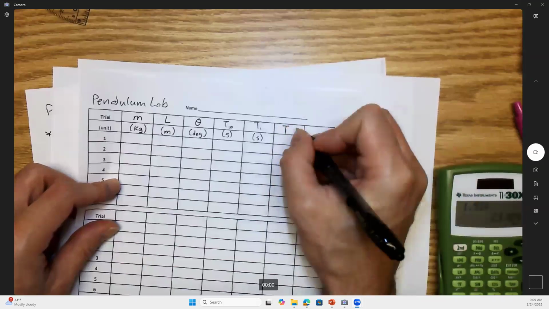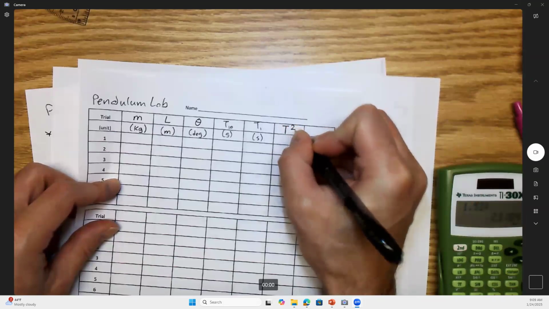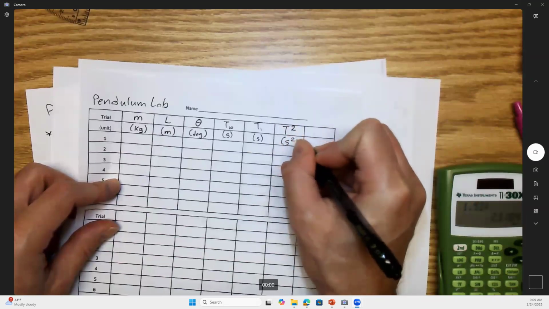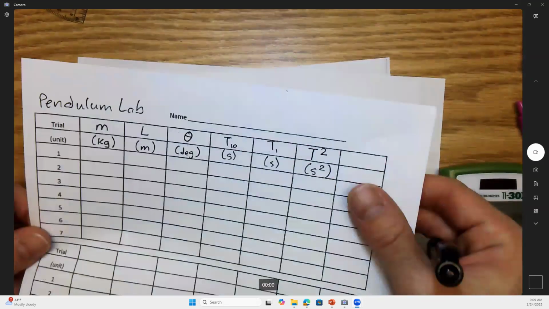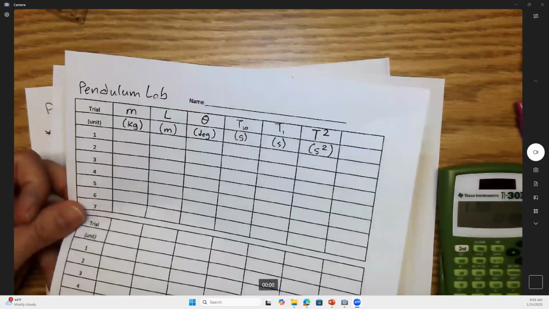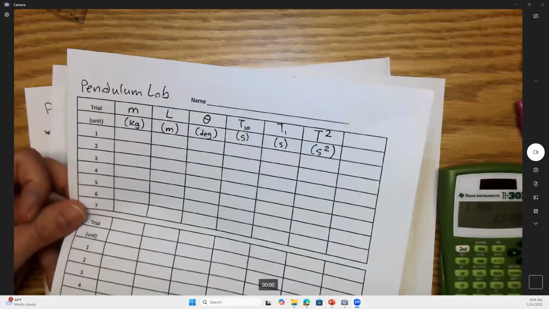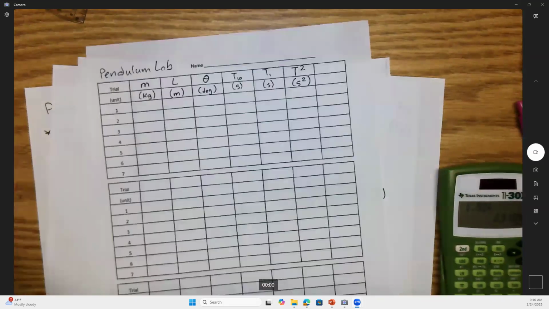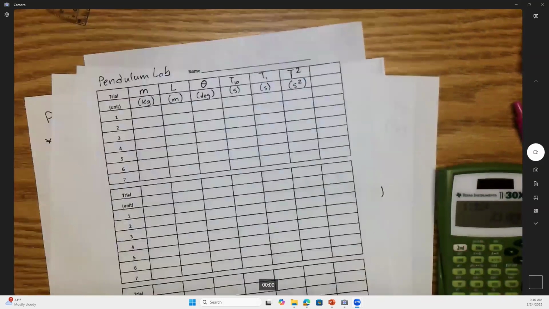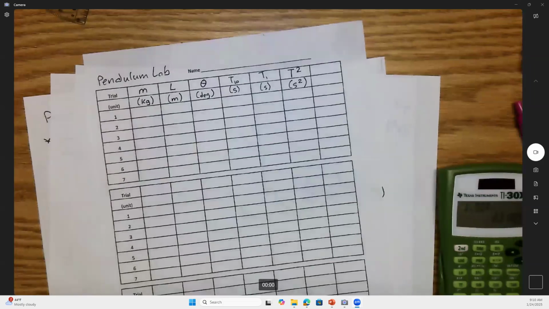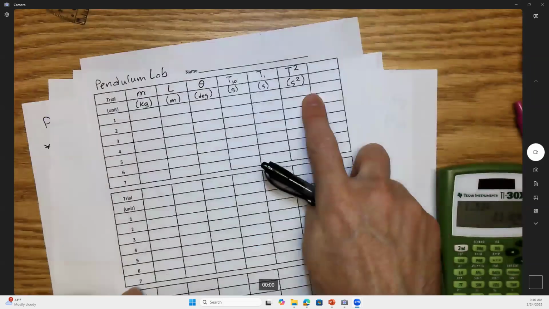An AP grader would be looking at your table. If they see t squared in the unit square seconds, then that would be a clear indication to them that you know what you're doing. Of course, by the time you take the AP exam, you will know all these formulas. You guys, of course, have access to these formulas here. The answer is right here. So it's been there the whole time. And also on those thumbnails I gave you guys yesterday.